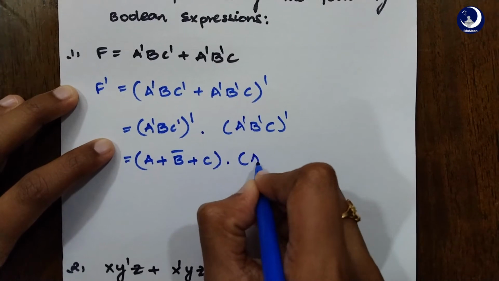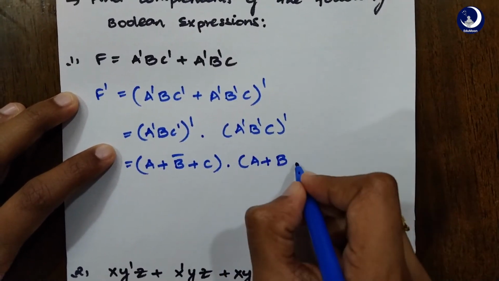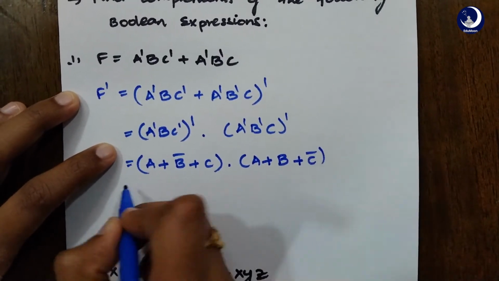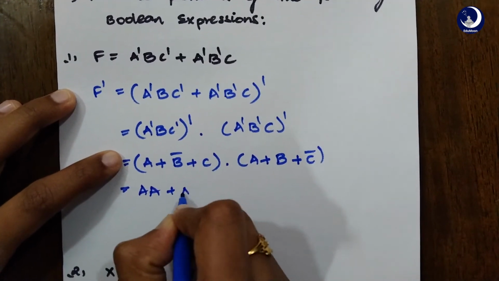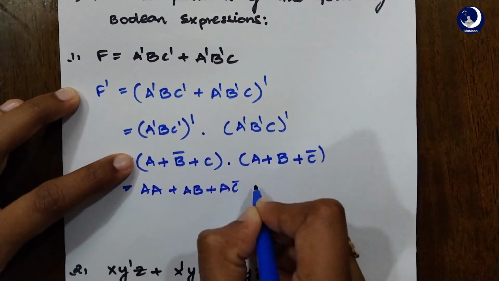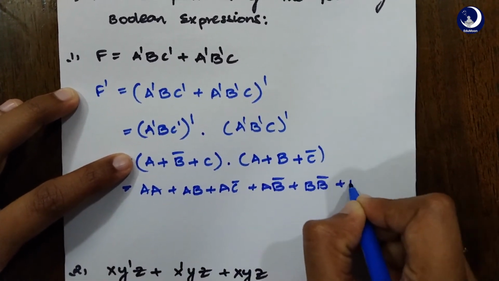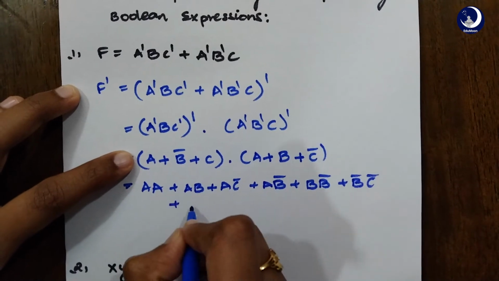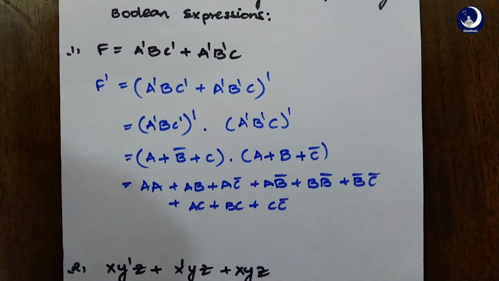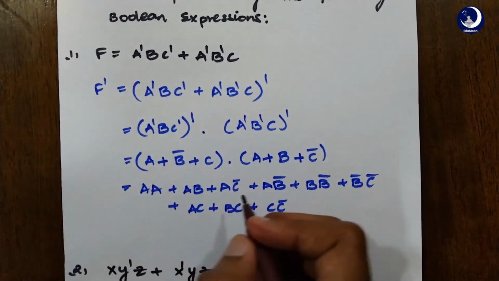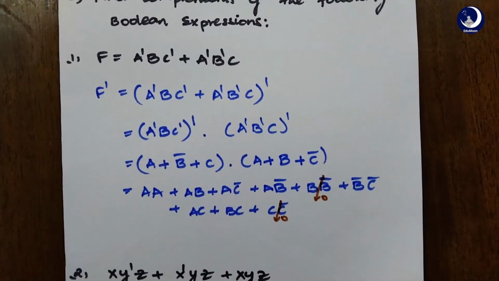Similarly, a bar is converted to a, dot is converted to plus, b bar is converted to b, a dot is converted to a plus, and then it's c bar. Now try multiplying and expanding the terms, which is aa plus ab plus ac bar plus ab bar plus bb bar plus b bar c bar plus ac plus bc plus cc bar. Now as you can see, bb bar is a 0, cc bar is a 0, right?